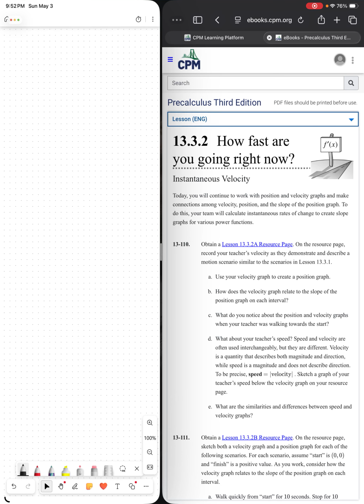All right, this is lesson 13.3.2. How fast are you going right now? Instantaneous velocity. So we're going to continue our work with position velocity graphs to make a connection between velocity, position, and the slope. We're going to calculate instantaneous rates of change to create slope graphs. Okay, so I'm just going to take you through this without necessarily a resource page.